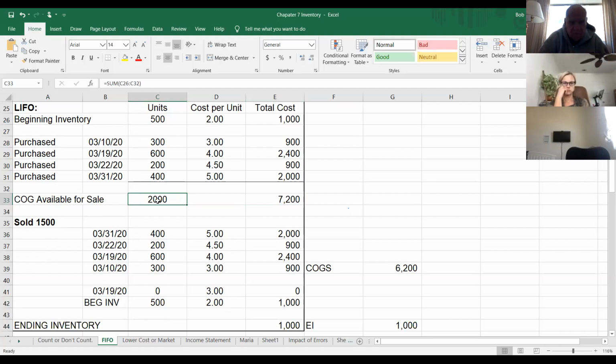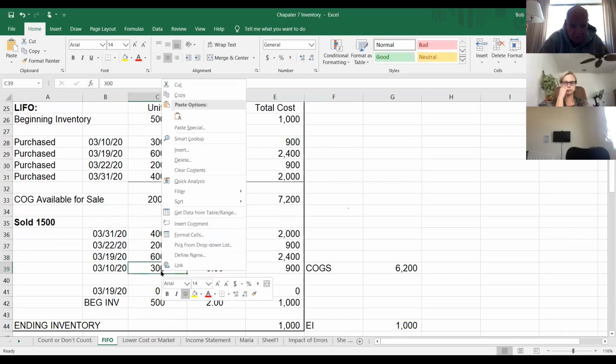Which one do you think we sold first, Kate, under LIFO? The 400, so the last one. Yeah, we sold that 400 times 5, and then we sold 2 more. That's a total of 600. And then we sold 600 more here. And then we sold 300.